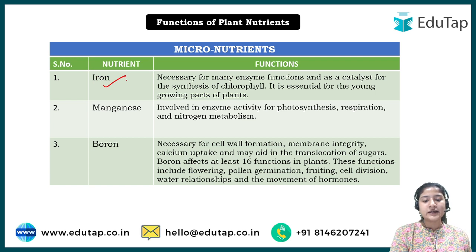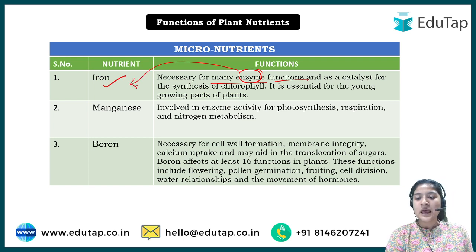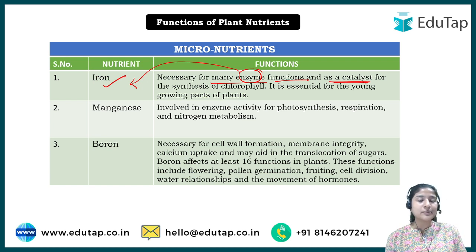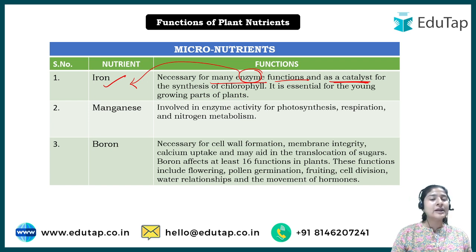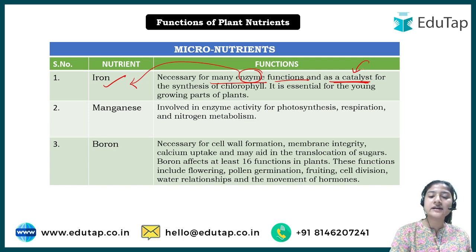First is iron. It is necessary for many enzyme functions. Many enzyme functions are helped by iron, as a catalyst. What is a catalyst? Basically, if some process is going on, but to initiate that process or to speed up the process, a particular element is required, that element is known as a catalyst. So here iron acts as a catalyst for the synthesis of chlorophyll.